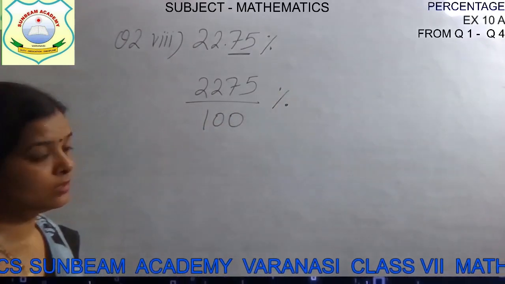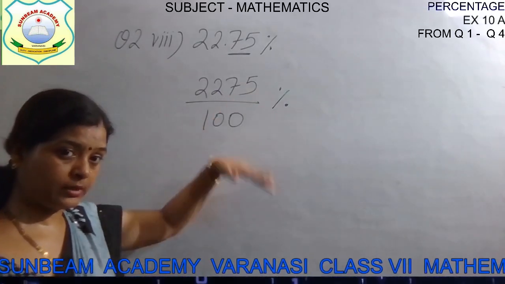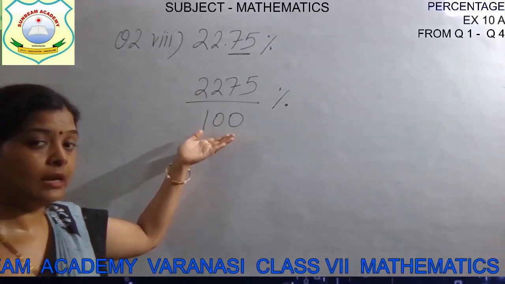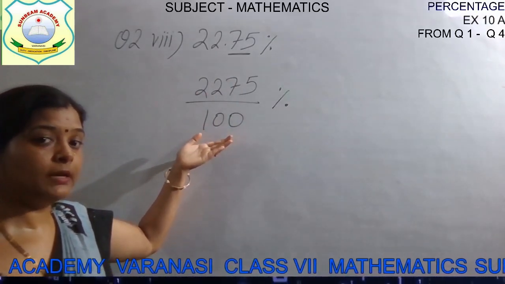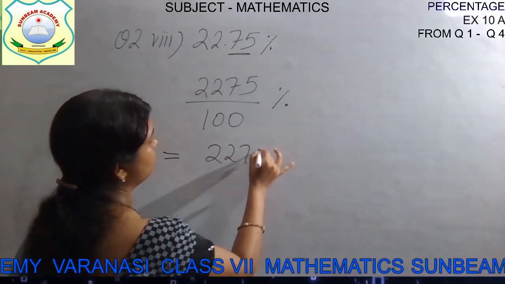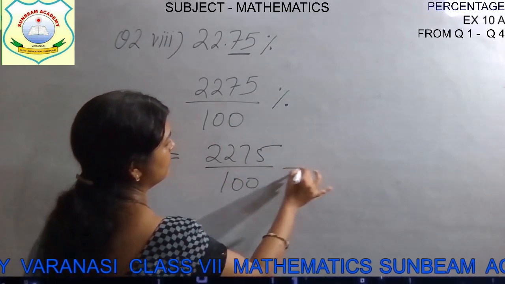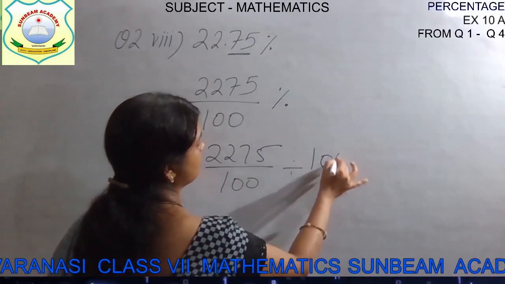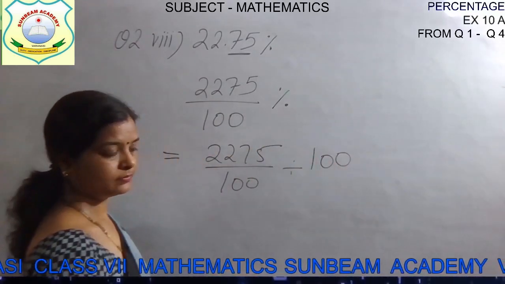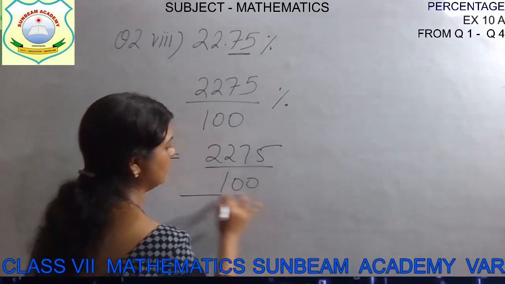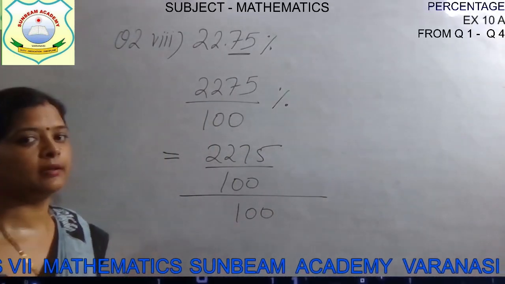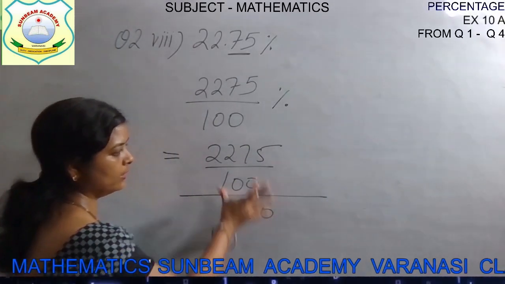Now if you want to convert this percentage into a fraction, what can we do? We can take the given value and it will be out of 100. So 2275 divided by 100 is now out of 100. Instead of writing it here, you can write it this way also, but maybe you feel it is complex. That's why I am not writing it here. In this case, out of 100, your value is this.